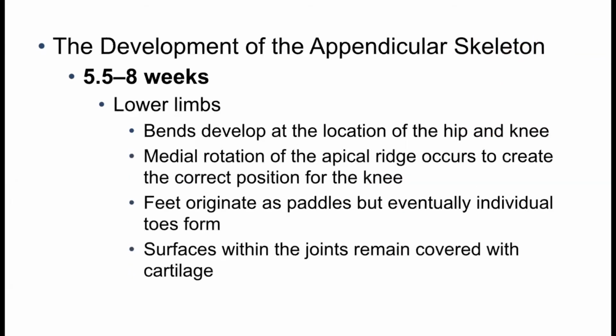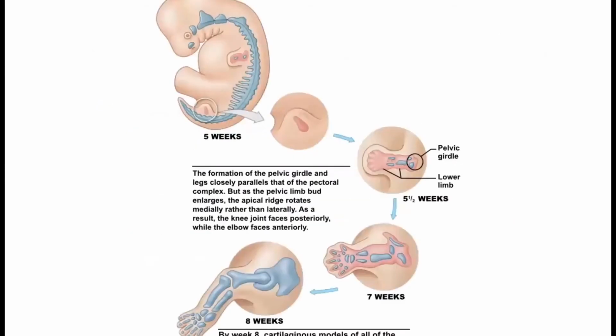On your lower limb, the bends develop at your hip and your knee. And then medial rotation of the apical ridge occurs to create the correct position for your knee. Feet also originate as paddles, but eventually individual toes form as the body digests the tissue between the toes. Same thing with the fingers. So the surfaces where the joints are remain covered with cartilage also, just like in the upper limbs. Okay, and this is how it forms.